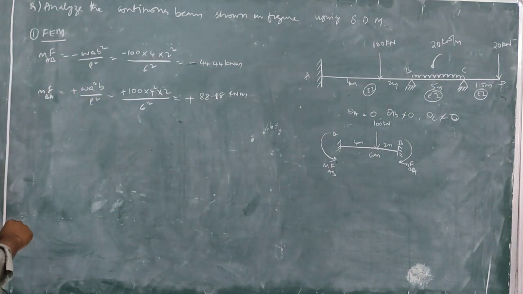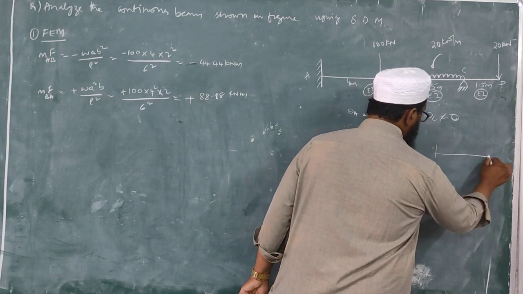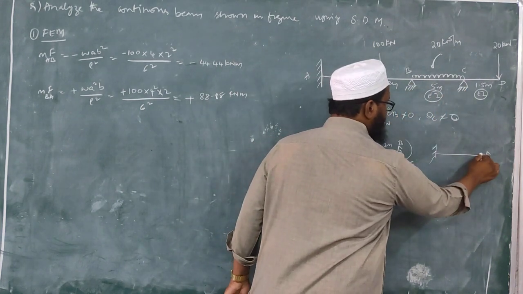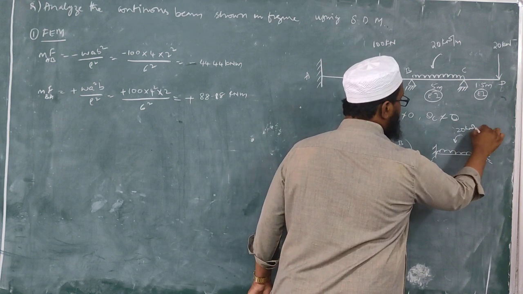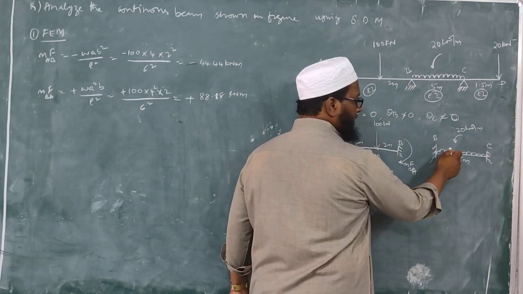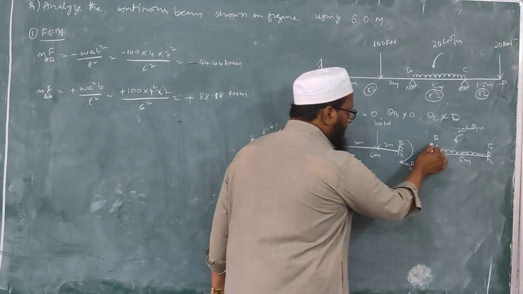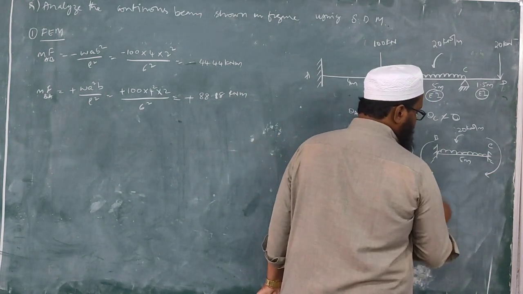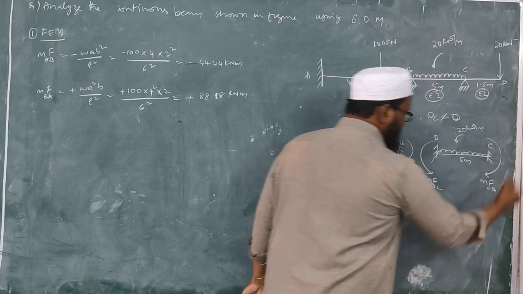88.88 kilonewton meter. Now I will go for another span, that is BC. In case of BC, I have a UDL over the entire span. The intensity of the UDL is 20 kilonewton per meter and the span is 5 meter. This is B and C. Because of this load, my beam will again try to deflect in the downward direction. To overcome that deflection, the support will give an anti-clockwise moment at B and a clockwise moment at C. So this will be MF BC and this will be MF CB.